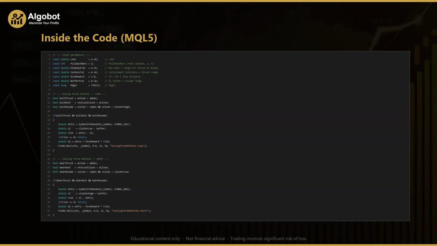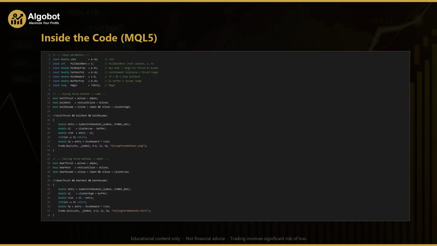Now look at the long block, the rising three methods. Three booleans must all be true. The thrust close is above its open, so it's bullish. The most recent rest close sits below the thrust close, showing the gentle drift back. And the resume close is above its own open and above the cluster high.